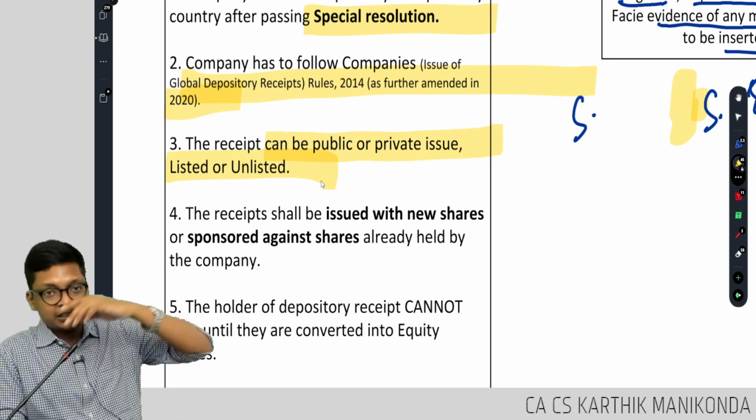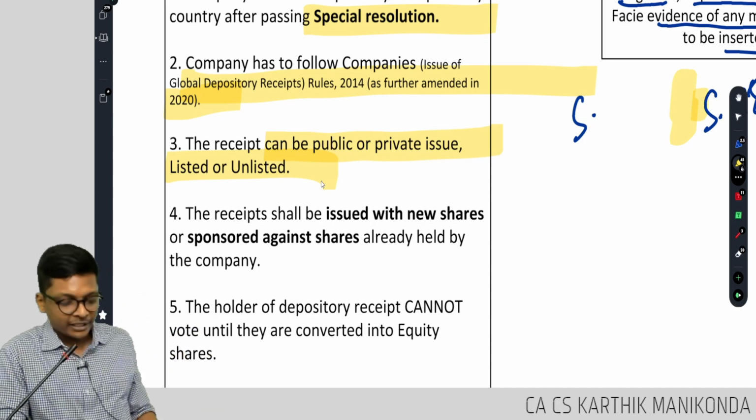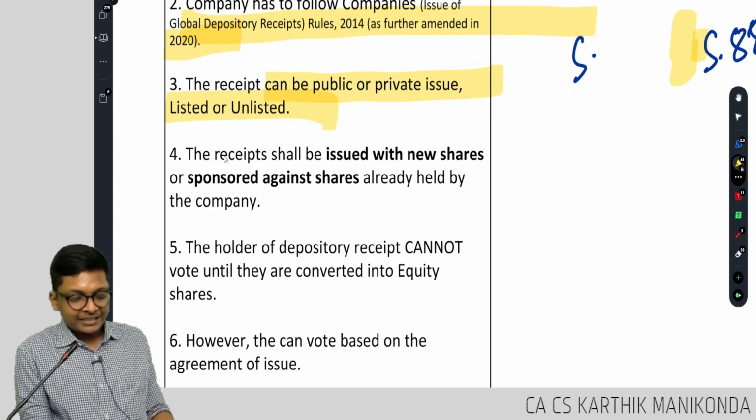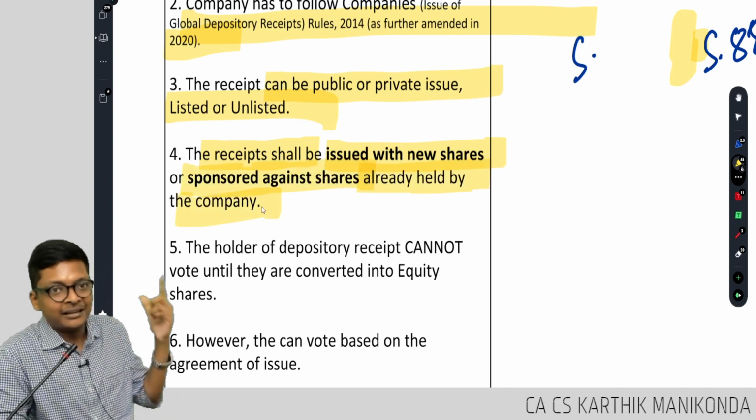The receipt can be private, public, listed or unlisted. Sir, you are saying just listed? It can even be an unlisted issue. Private holding. Are you following, guys? And the receipts, GDR, shall be an issue of new shares, sponsored shares against the shares already held by the company.